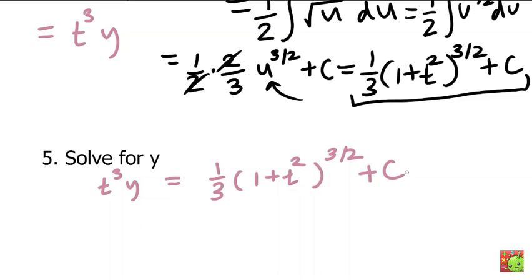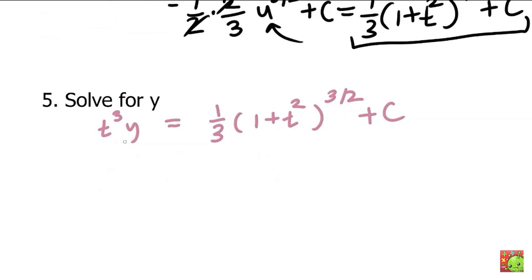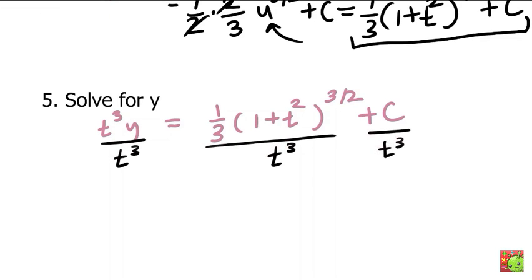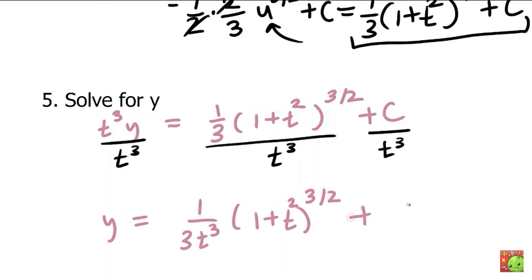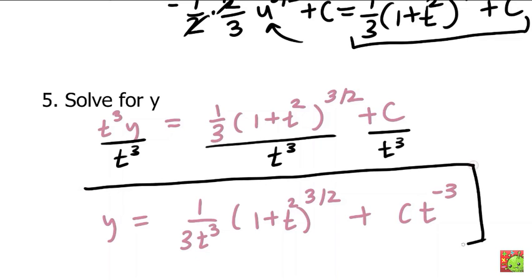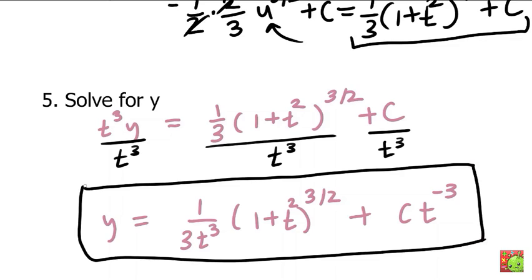Now we have to solve for y, and that is pretty simple. You just have to isolate this y right here by dividing everything by t cubed. You end up getting y equals 1 over 3t cubed times 1 plus t squared to the three halves, plus c t to the negative 3. And this is our answer, the general solution for the differential equation.